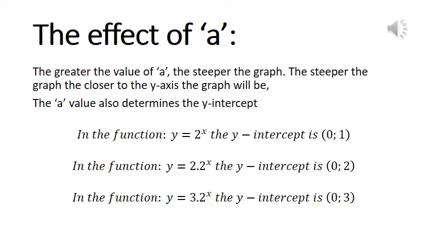The a value for the exponential graph also determines the y-intercept. If you've got the function y = 2^x, your y-intercept is (0; 1). If you've got y = 2 · 2^x, you can see your y-intercept becomes (0; 2). If you've got y = 3 · 2^x, your y-intercept is (0; 3). And for example, if you had y = 10 · 2^x, your y-intercept would be (0; 10). So that a value will determine your y-intercept.